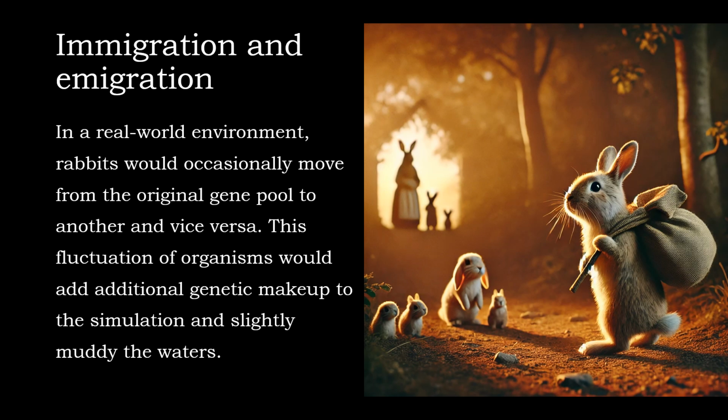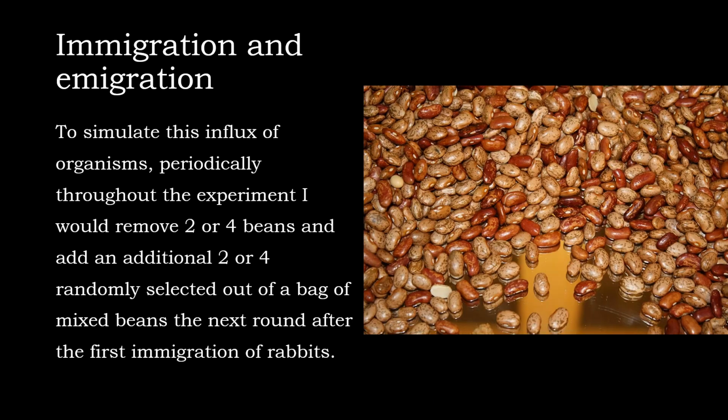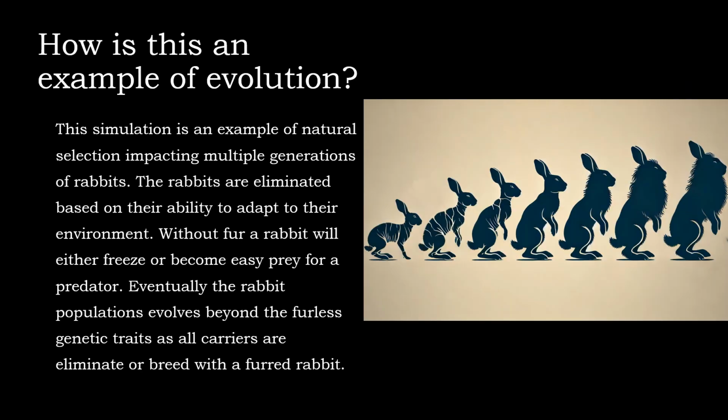Immigration and emigration. In a real-world environment, rabbits would occasionally move from the original gene pool to another and vice versa. This fluctuation of organisms would add additional genetic makeup to the simulation and slightly muddy the waters. To simulate this influx of organisms, periodically throughout the experiment, I would remove 2 or 4 beans and add an additional 2 or 4 randomly selected out of a bag of mixed beans the next round after the first immigration of rabbits. How is this an example of evolution?